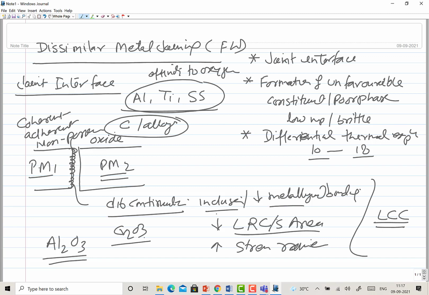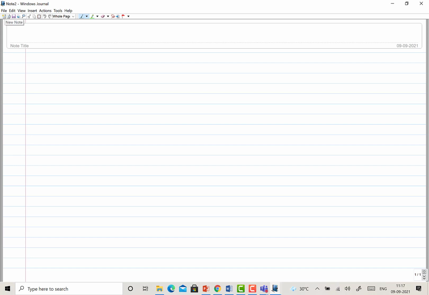Okay, titanium oxide. So these will be forming hard and brittle oxide layers or oxide inclusions, which will be compromising the quality and the soundness of the weld joint, and accordingly the capability or the performance of the joint will be adversely affected.